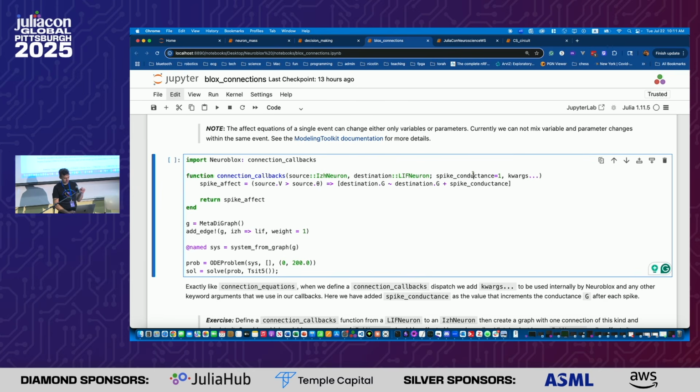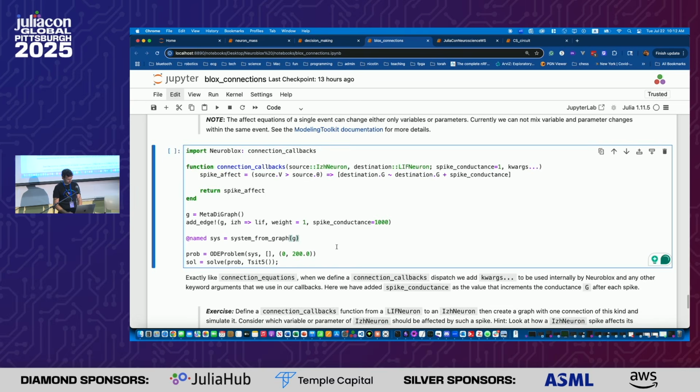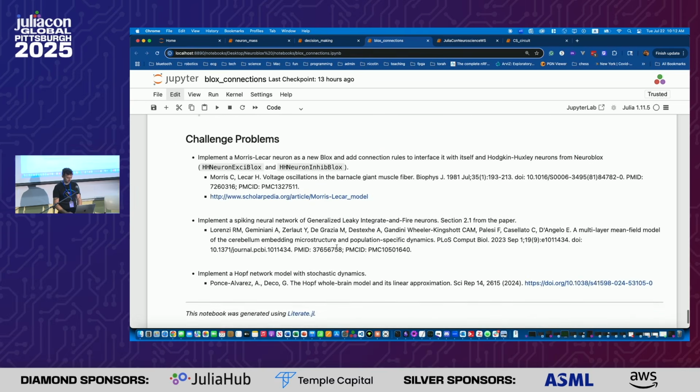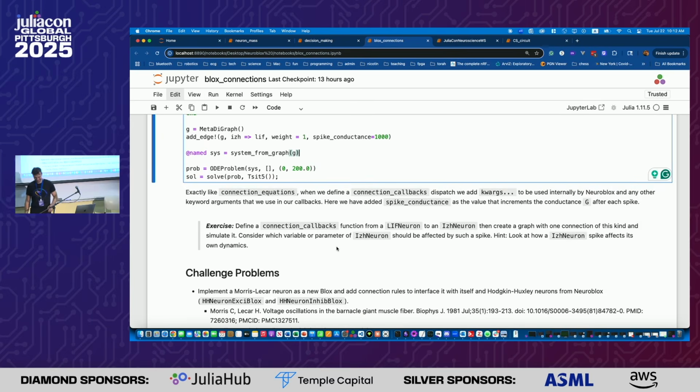So in this case, it has a default of 1, so we didn't have to supply it here, but we could add, say, spike conductance. Add some big spike conductance and see how that changes our simulation. Okay, I think I'll stop there.